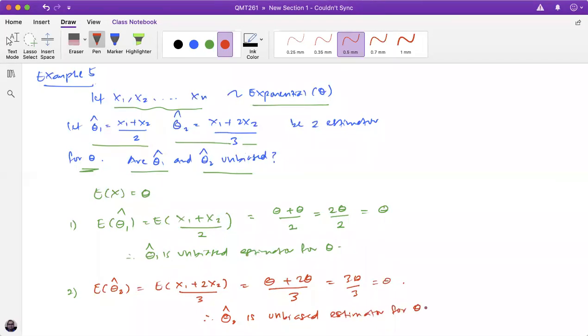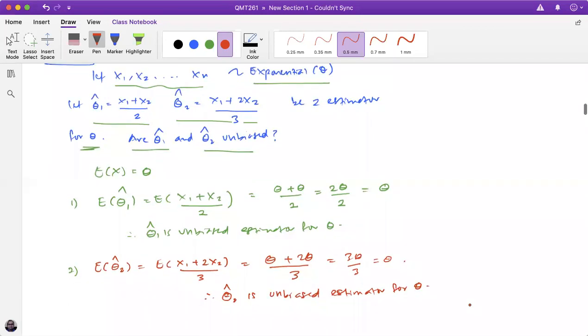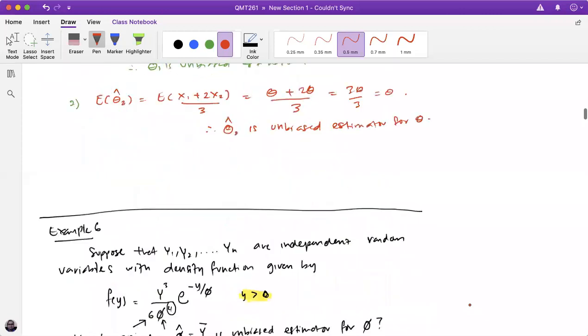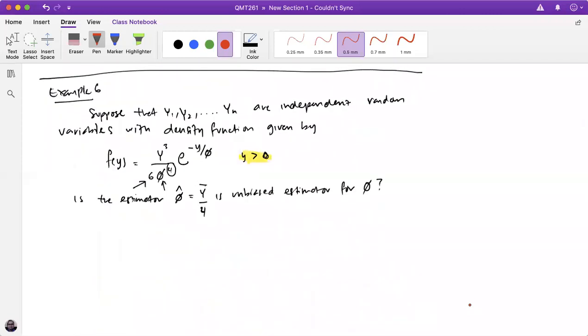Right. Okay, do you want more examples, or is it enough? No. Yes. Yes, sir. Do you want more? Now look at the last example.